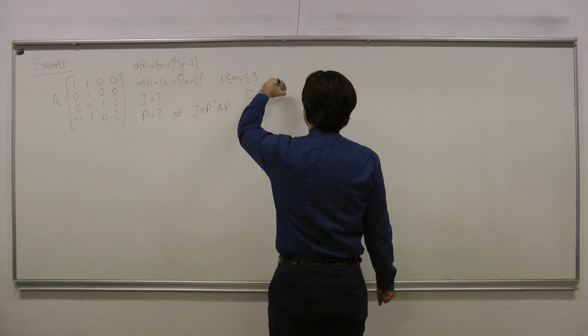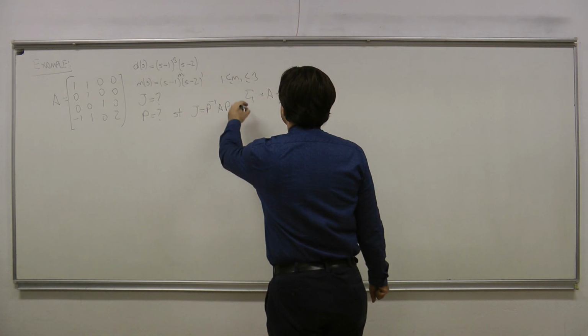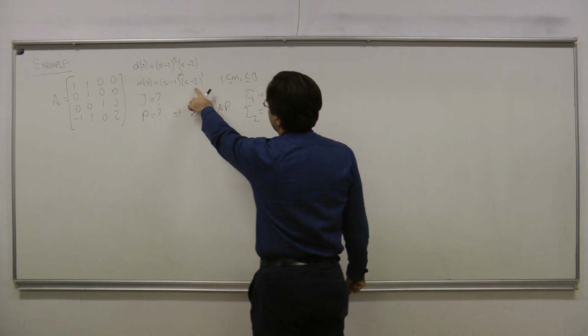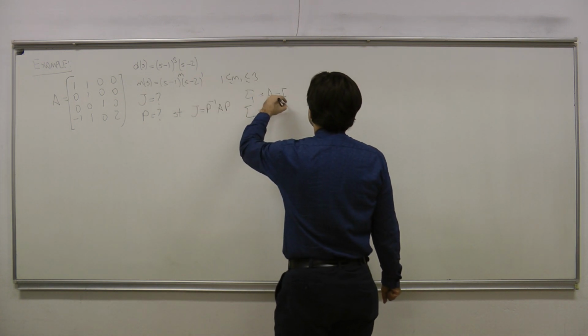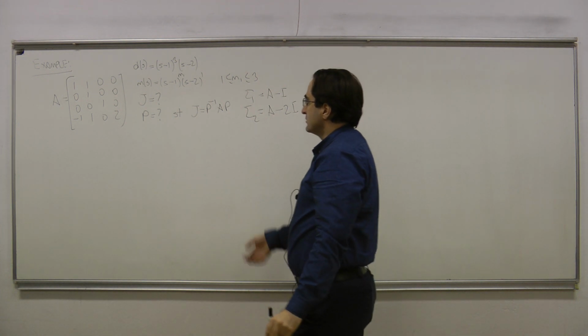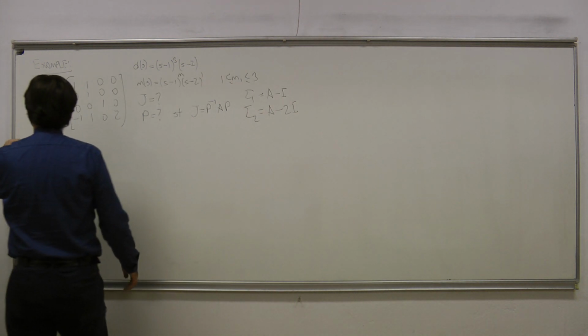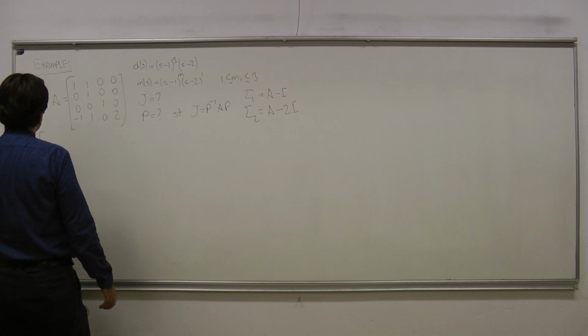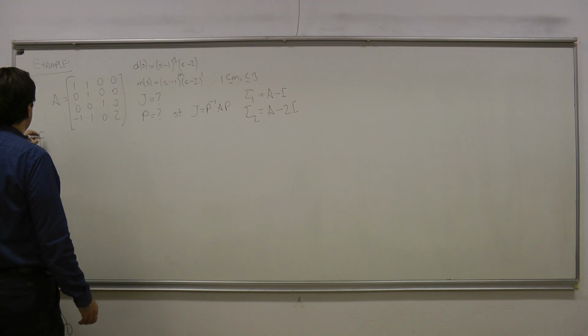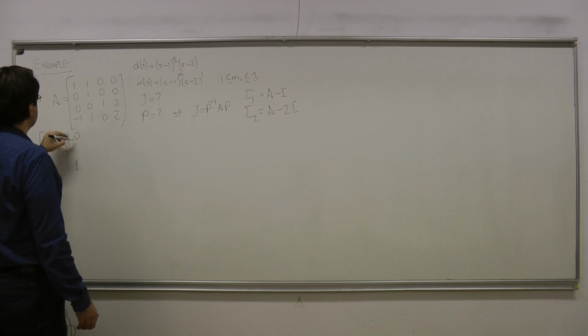So it's going to be A minus identity. And sigma 2 is A minus lambda 2 identity, and lambda 2 is 2. That means this is going to be A minus 2 identity. So let me write the matrix sigma 1 here. Sigma 1 is going to be A minus identity. So from the diagonals I will subtract 1. So I would have 0, 0, 0, 1 here, and the rest of the matrix is exactly the same.